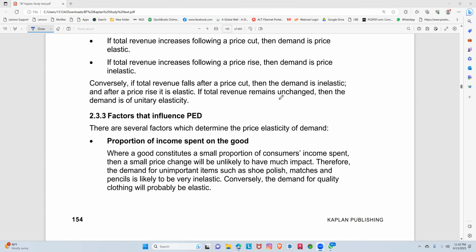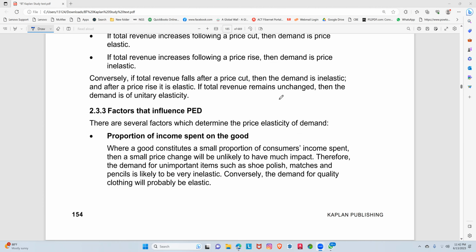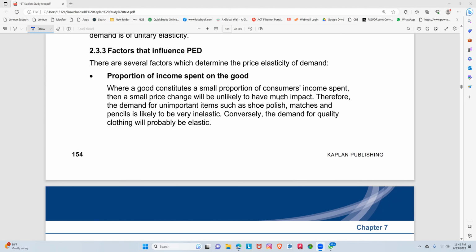Okay, factors that influence price elasticity of demand: proportion of income spent on the good. How much will the price and demand be changing? How it is going to be related to each other, basically. Where a good constitutes a small proportion of consumers' income spent, then the small price change will be unlikely to have much impact. Therefore, the demand of unimportant items such as shoe polish, matches, and pencils is likely to be very inelastic. Conversely, the demand of quality clothing will probably be elastic.